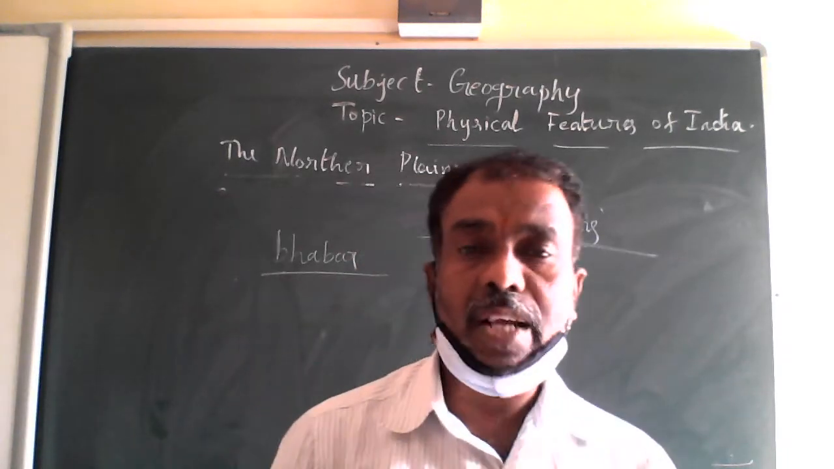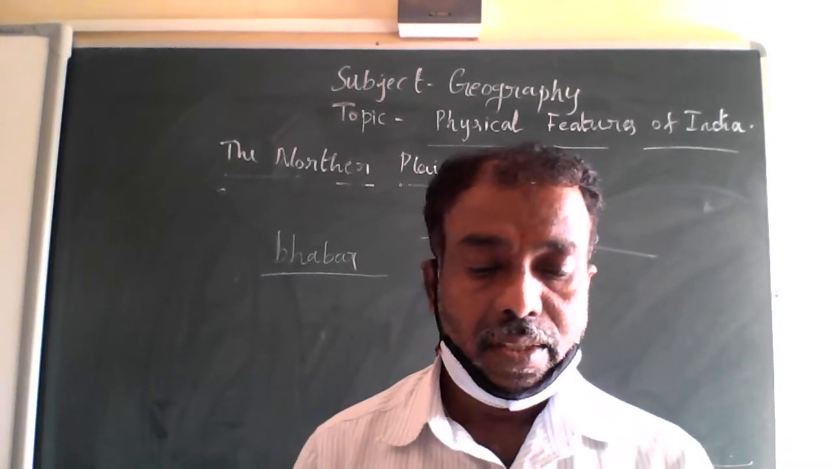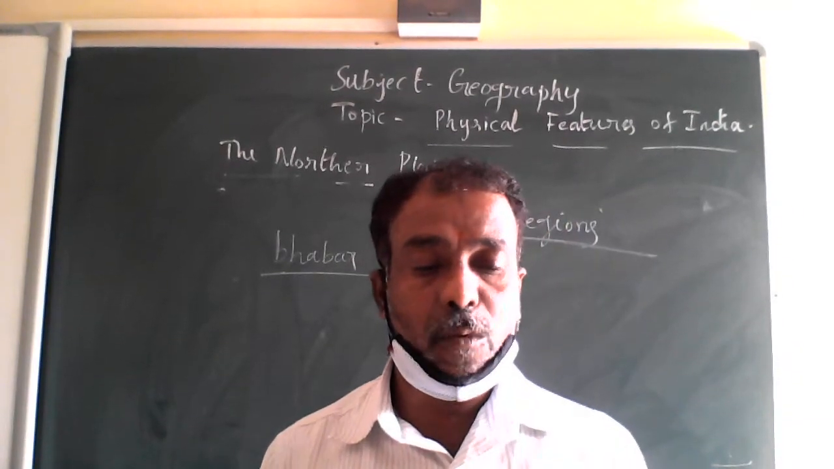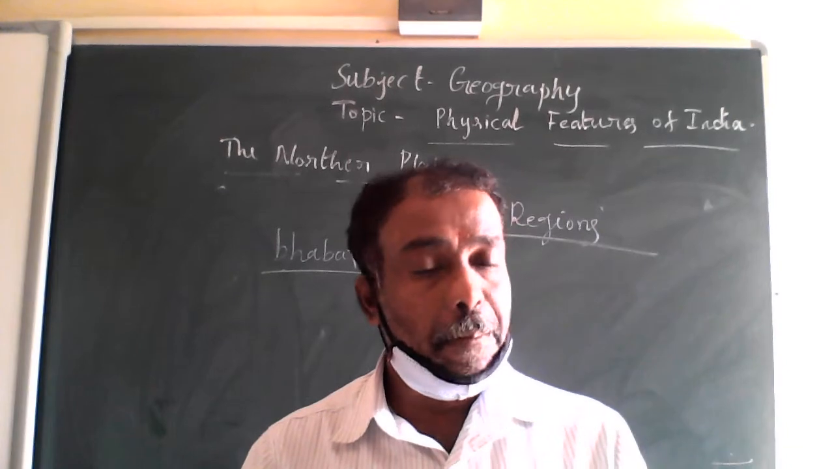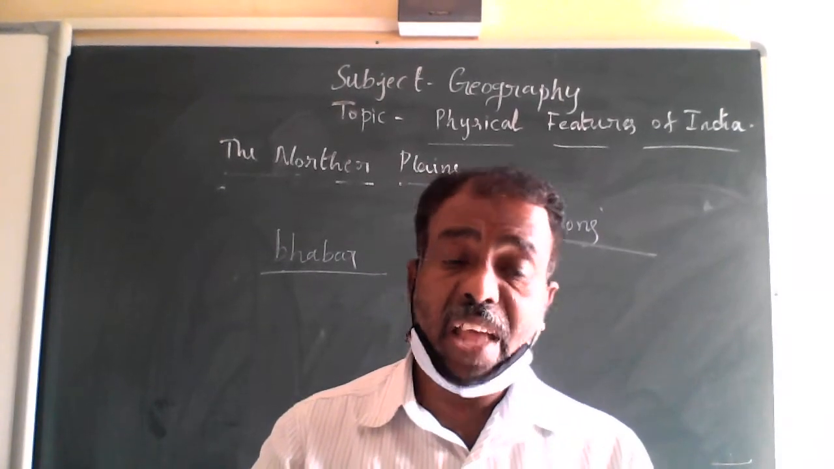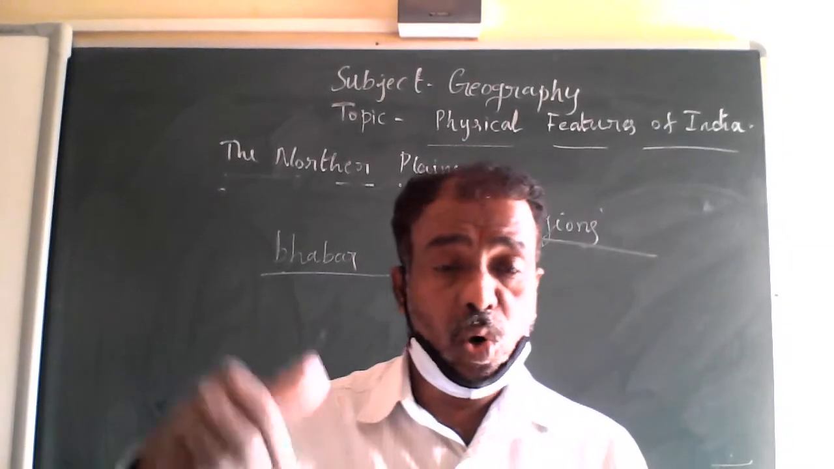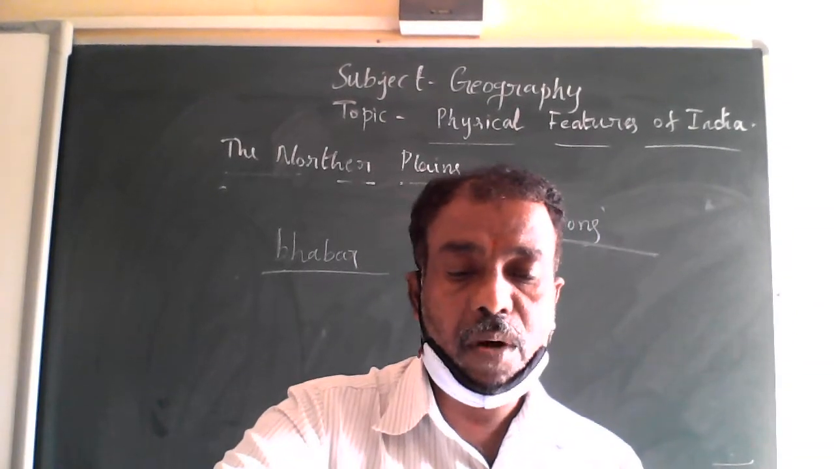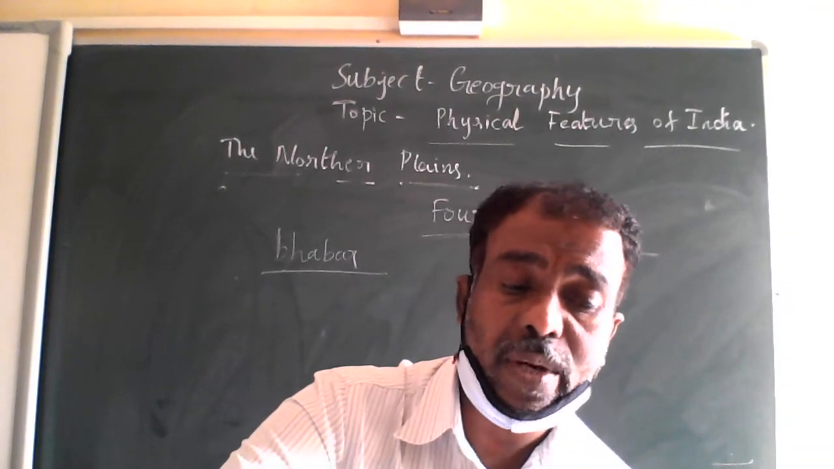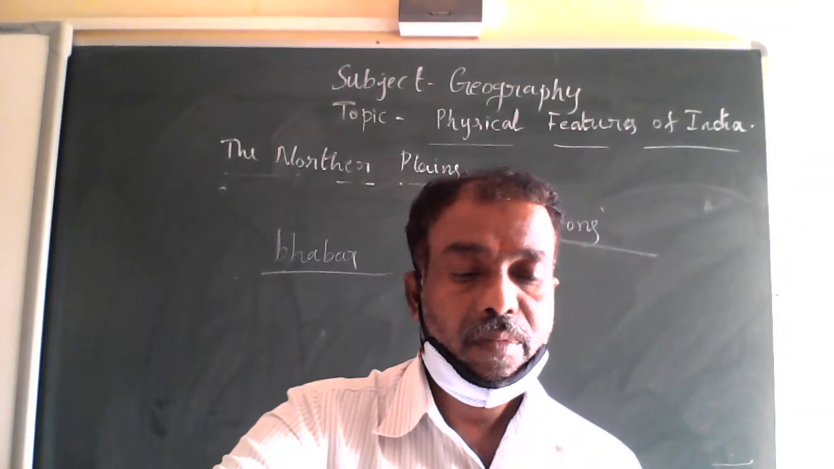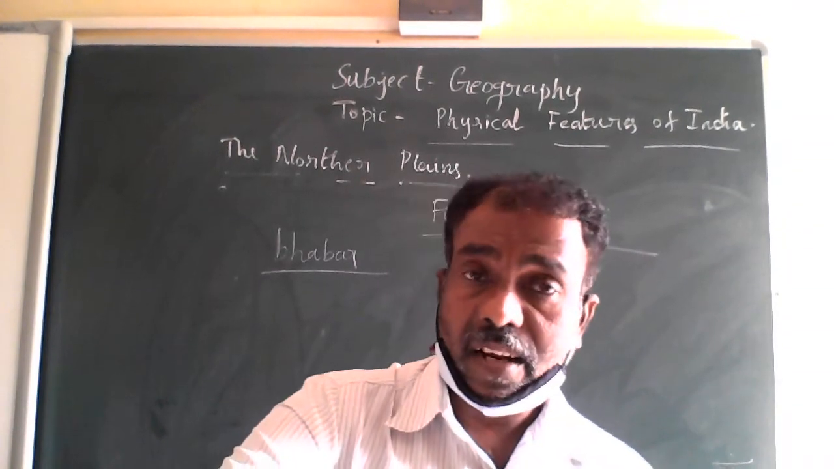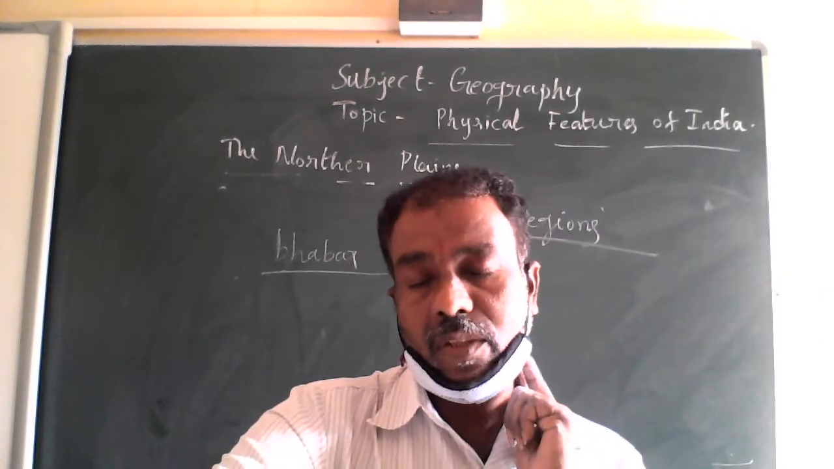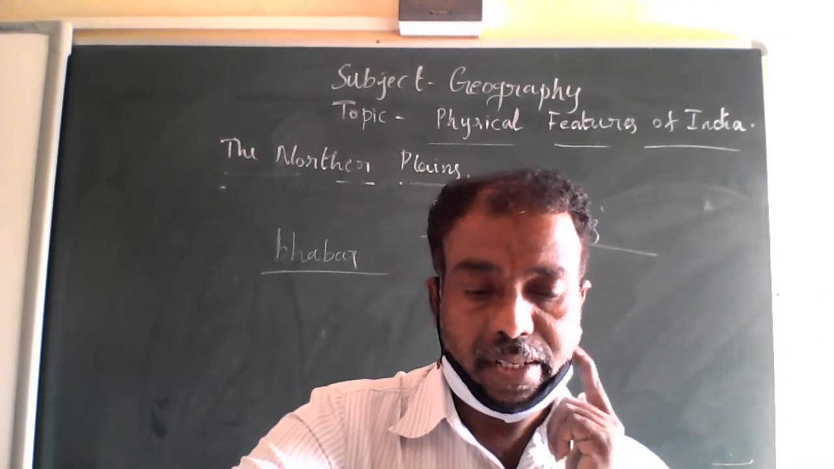So once again I would like to repeat, the rivers after descending from the mountains deposit pebbles in a narrow belt of the slopes of the Shivaliks, about 8 to 16 km in width. It lies parallel to the slopes of the Shivaliks. So that is known as the Bhabar belt.